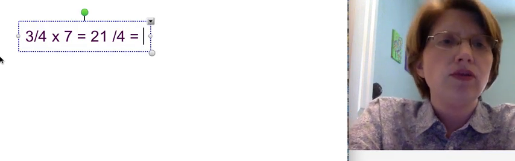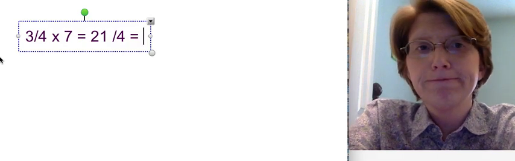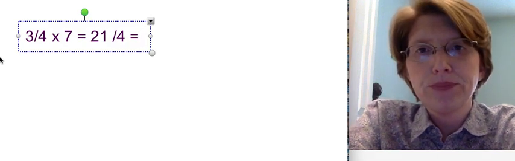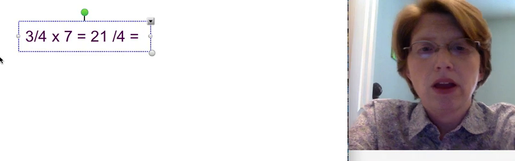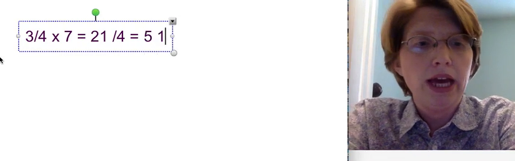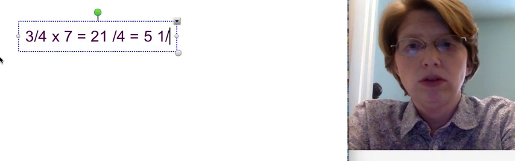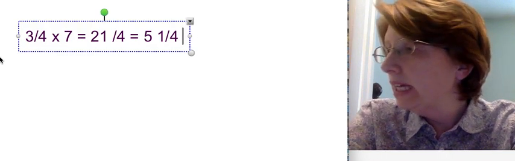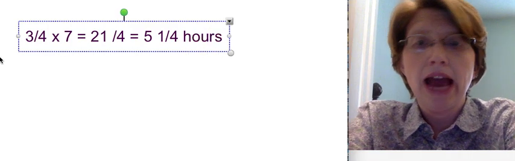Let's reduce it. 4 goes into 21 5 times with a remainder of 1/4. So he spends 5 1/4 hours each week.